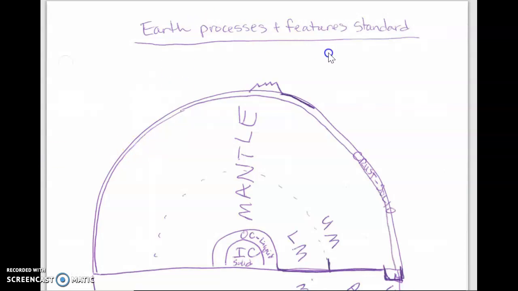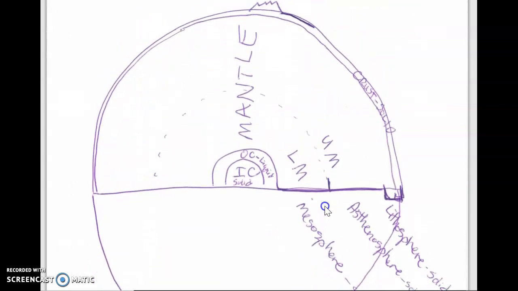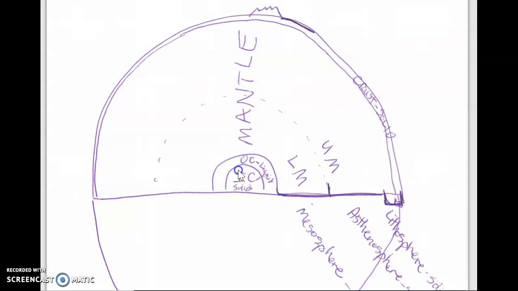written down. So Earth's processes and features. We're looking at the different layers. Obviously, we've got the mantle, core, and crust. The mantle is the majority of the Earth's mass. We've also got the crust, which is solid. On the outside of the Earth, the mantle is obviously the interior of the Earth.